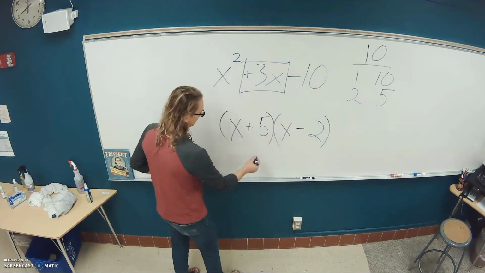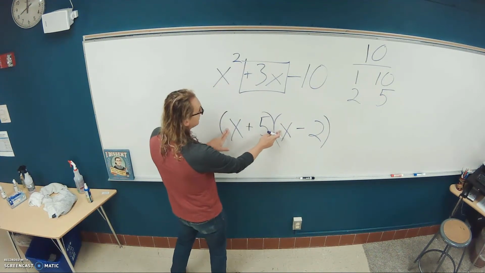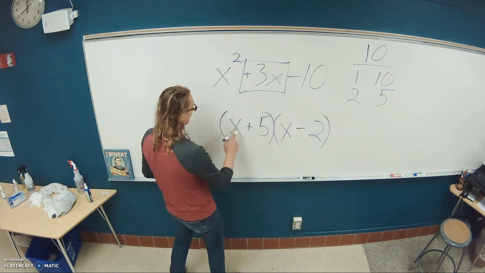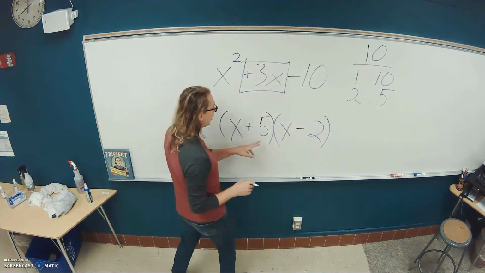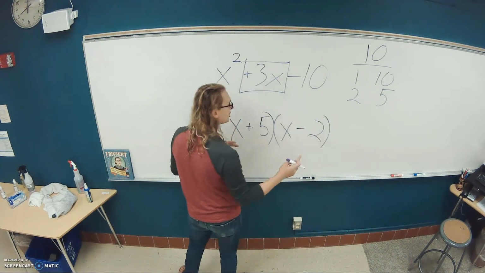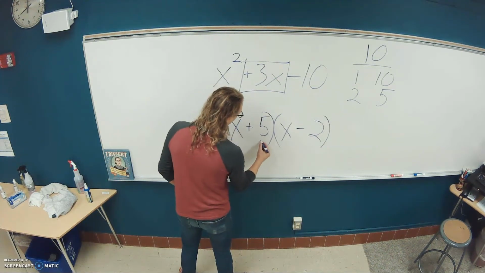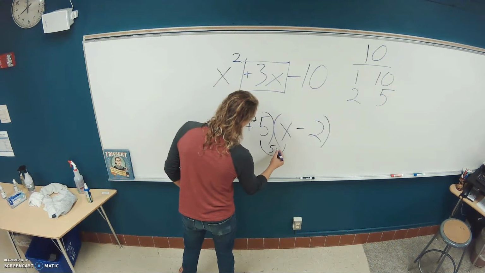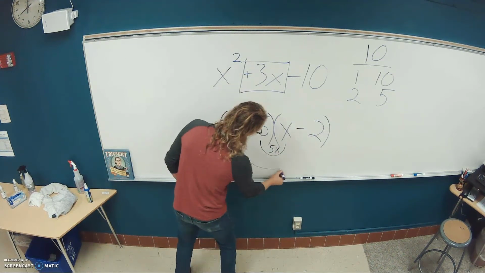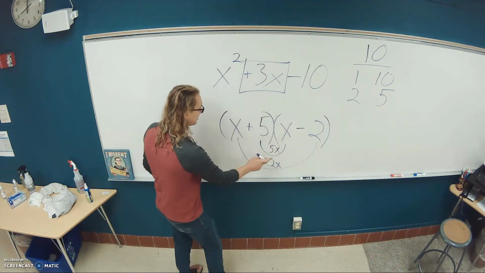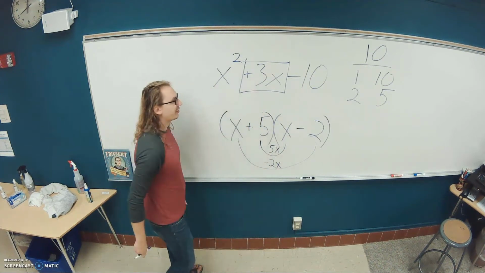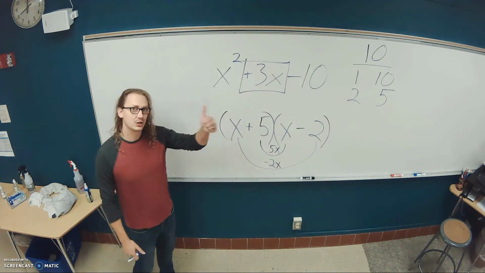And we can check this. Okay? We know that our x's are right, because x times x will give me x squared. There were no other options for that. We know that my 5 and 2 are going to be right. We just have to figure out which way. So, let's double check that. This gives me a 5x. That gives me a negative 2x. 5x minus 2x gives me that 3x that I'm looking for. So that's the right answer.